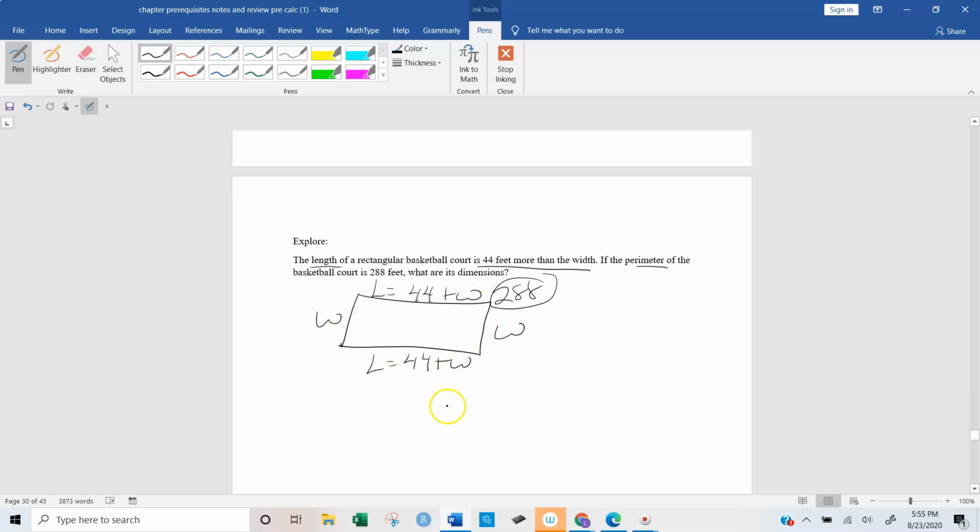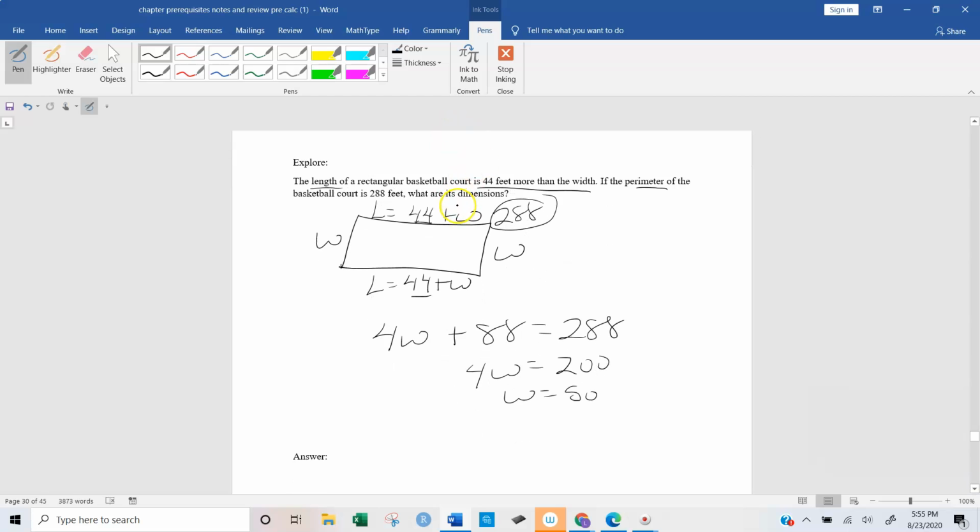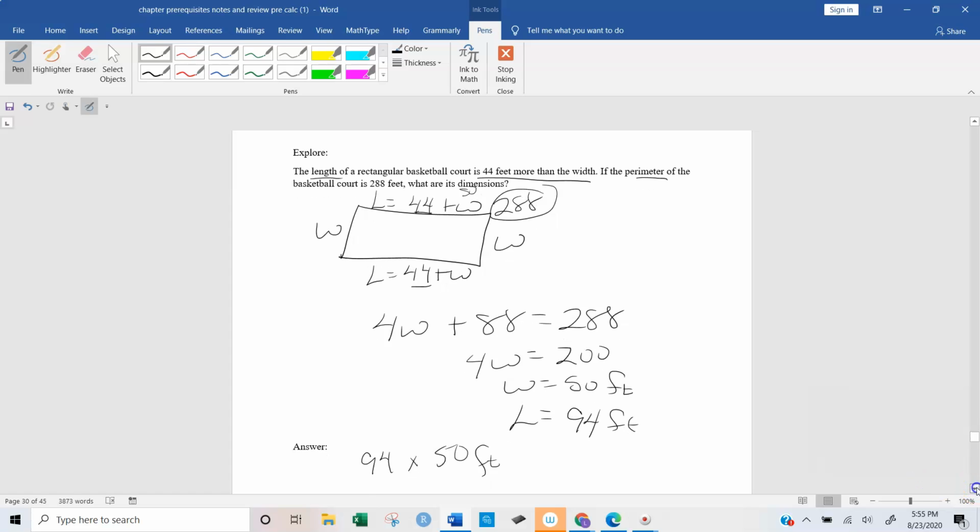Well, if I add them up, I know I have 4 W's plus the 44 plus the 44. 88 has to equal 288. Well, that means 4W has to equal 200. So W is equal to 50. So if my width is 50, well, it wants to know both of these. So the length, I have to put the 50 in up here. So 50 plus 44 means my length is equal to 94. So it's 50 foot by 94 feet, or 94 by 50 feet. These are kind of fun, aren't they?